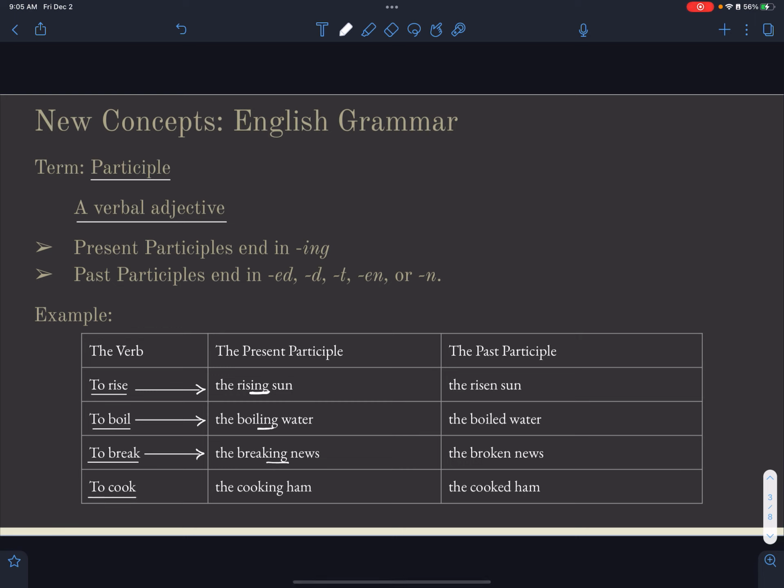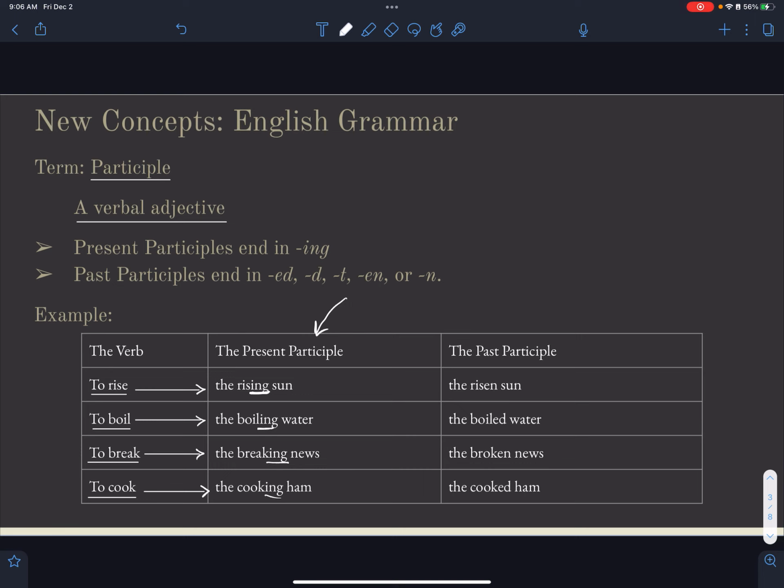Okay, to cook. The cooking ham. Ham is gross, but whatever. The cooking ham. Cook is a verb, but we're using it participially. Now notice, this is called the present participle for a reason. If it's the rising sun, at what time is the sun rising?